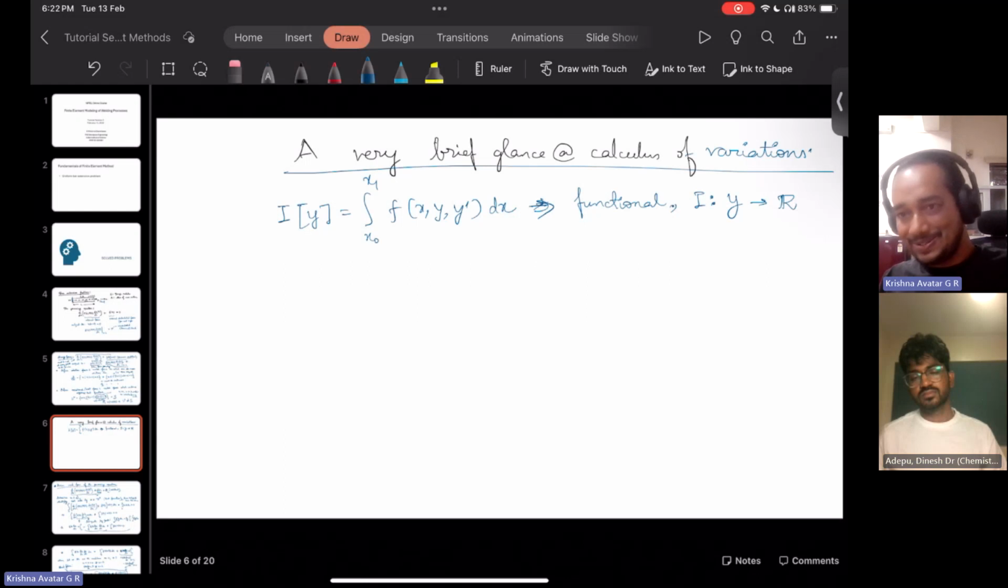Even an inner product is also a functional. It takes two arguments and maps them to a real number. A norm is also a functional. It takes one argument and maps it to a real number.